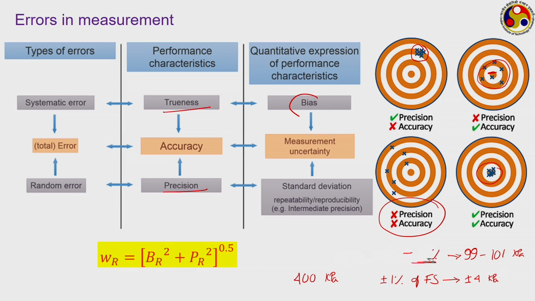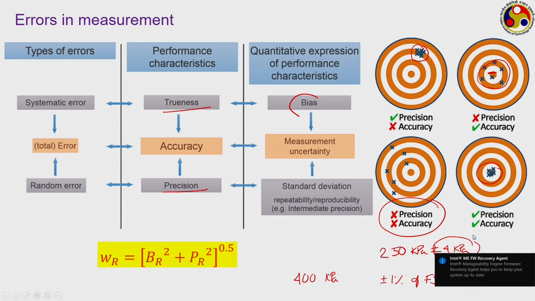That means if your output is something like say 50 kilopascal, then also there is possibility of having plus minus 4 kilopascal error, or if your output is 250 kilopascal, there also you may have the same amount of error creeping in. So, when it is given as plus minus 1% of the full scale, then we have to consider this fixed quantity of error.